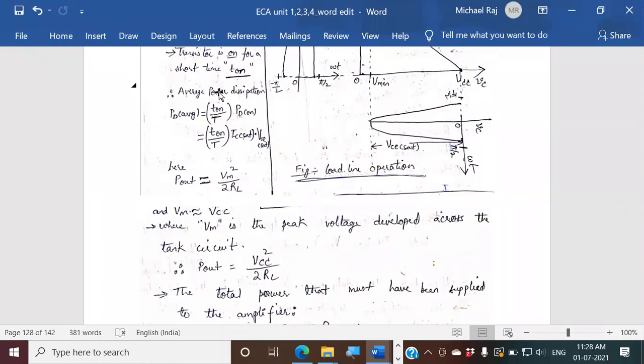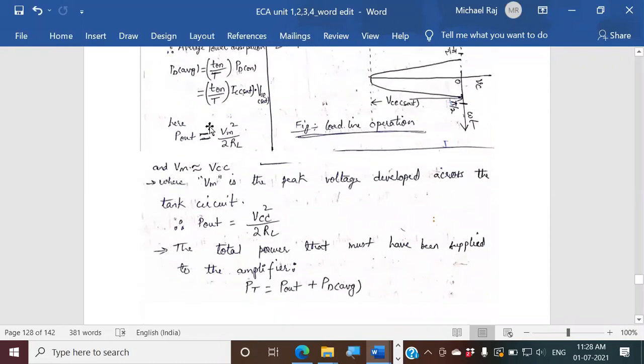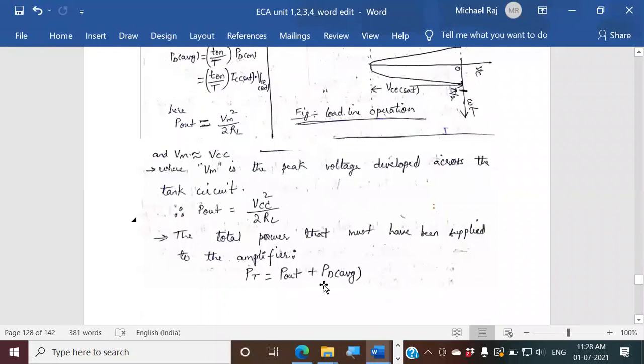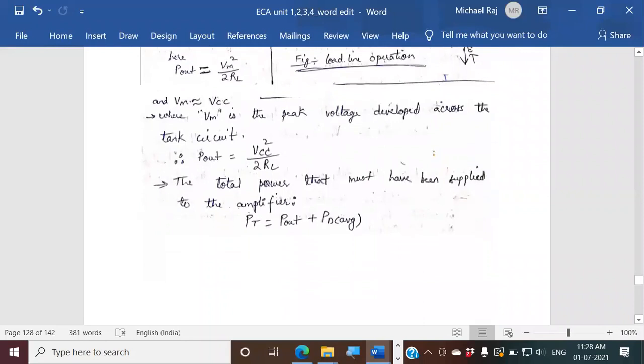It is analogous to the amount he has now, which is the output, plus the 10 rupees lost in travel, that will give the total amount he had when he was entering the travel. Similar logic, the total power supplied we will consider as output power plus the power lost, which is nothing but the PD average. So total power is P out plus PD average. This also we have seen in the previous class.